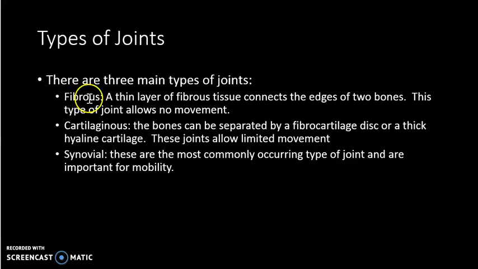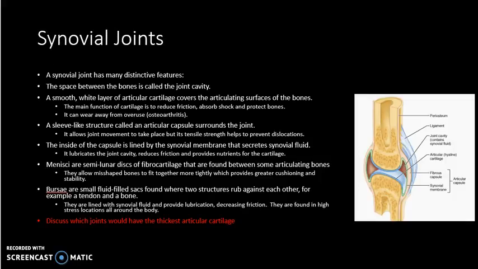So our types of joints are our fibrous joints, our cartilaginous joints, and our synovial joints. We're mostly interested with our synovial joints because they're the joints that allow lots of mobility, and obviously physical activity is dependent on mobility. So within our joint, we've got lots of distinctive features. So we can see here we've got our ligaments joining one bone to the other. We've got our articular cartilage at the ends of the bones, protecting the bone surfaces from one another.